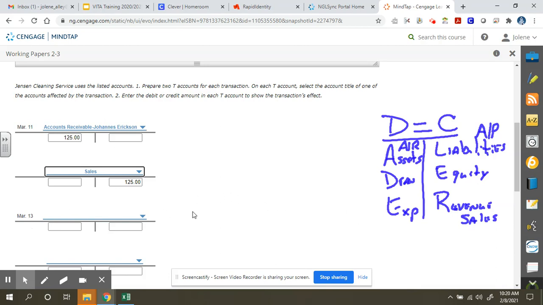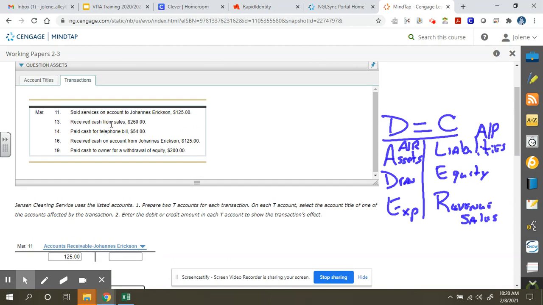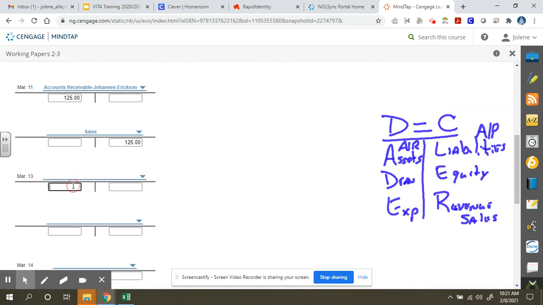The next transaction, March 13th, received cash from sales, $260. Now we have to figure out what two accounts are being impacted with this transaction. First, I see cash. Second, I see sales. Those are the two accounts, and it's $260. Now I got to decide which one is debit, which one is credit. We said cash and we said sales.